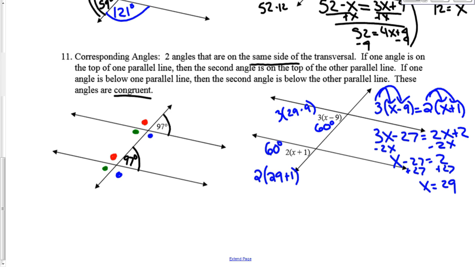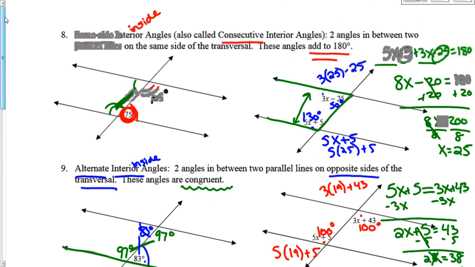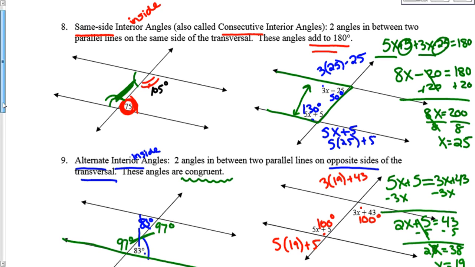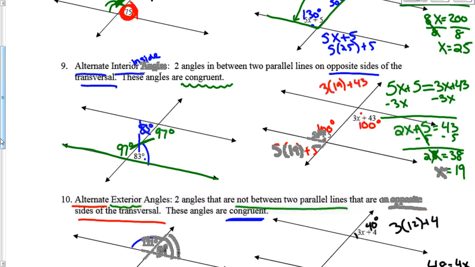All right, so we've looked at all of our angle relationships. Quick recap. These angle relationships are formed when you have two parallel lines or more cut by a transversal. Okay, so same side interior angles, they add up to 180 degrees. They are on the same side of the transversal in between the parallel lines. Alternate interior angles, they are on opposite sides of the transversal. They are both in between the parallel lines, and they are congruent.